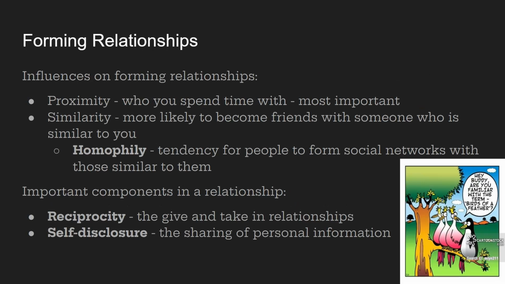So for forming relationships, the large influences on forming relationships are proximity and similarity. So proximity is who you spend the most time with, and this is the most important out of any, because obviously who you spend more time with, you're going to become closer to. And then similarity, you're more likely to become friends with someone who is similar to you. And this is also known as homophily, which is the tendency for people to form social networks with those similar to them. So there's no evidence saying that opposites attract. It's mainly similar people attract.